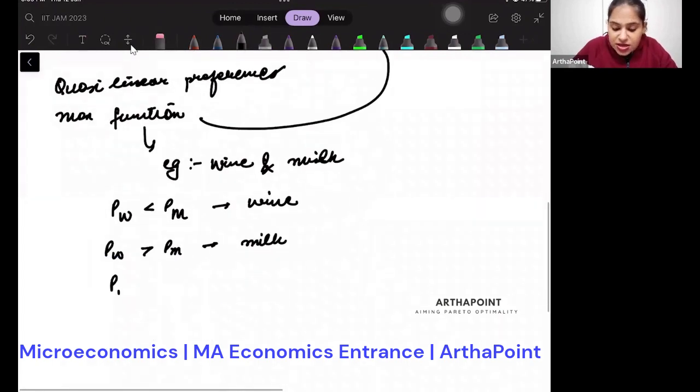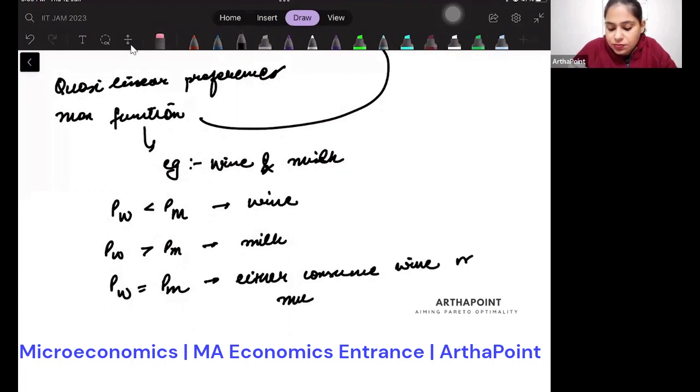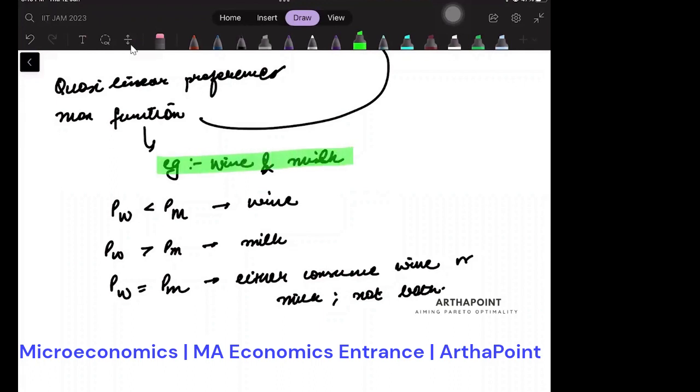And if both prices are equal, for substitutes the indifference curve was coinciding with the budget line. So we said that you can consume combinations of the two goods also, some part of X and some part of Y. Here you can't do that. So you will either consume wine or milk, but not both, because you can't consume these two goods together. That is the property of the max function.